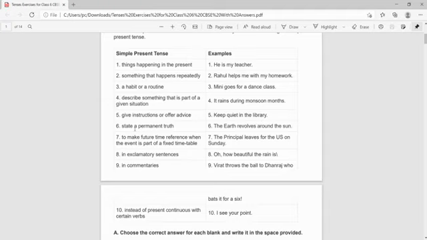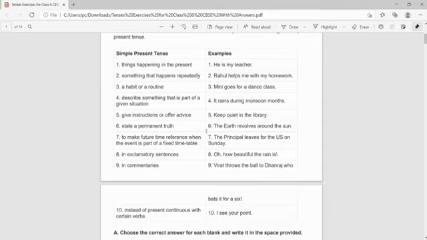State a permanent truth. In English writing, if you are writing a permanent truth, then that is also simple present tense. Example: the earth revolves around the sun. The holy book of Muslims is the Quran. It's simple present tense in which you are stating a permanent truth. Is there any book other than the Holy Quran? No. Clear? Such permanent truths you write in simple present tense.